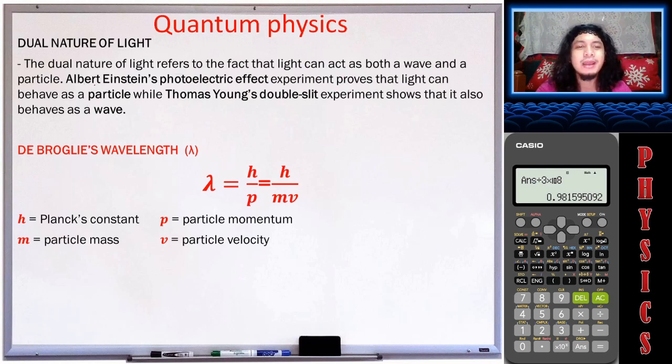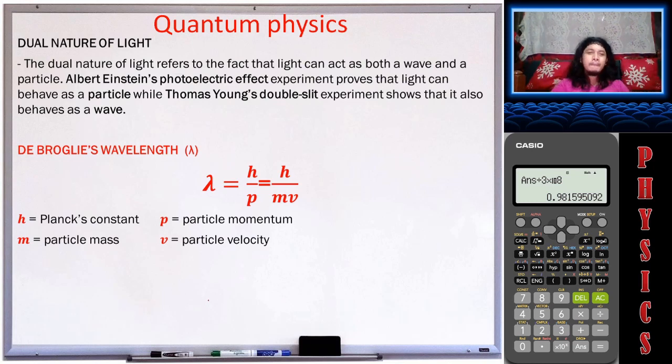Sabi, Albert Einstein's photoelectric effect experiment proves that light can behave as a particle, while Thomas Young's double slit experiment shows that it also behaves as a wave. And that's why pinagsama na lang nila. O sige, parehas na lang. Daling kausap eh.